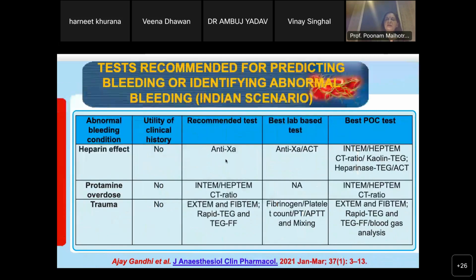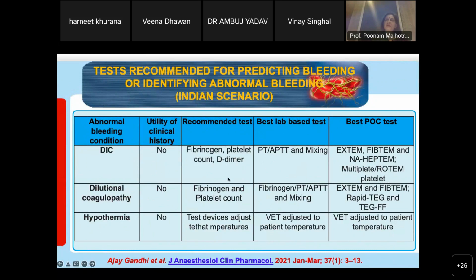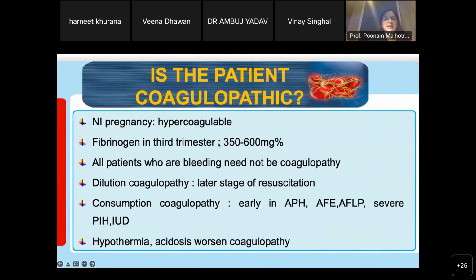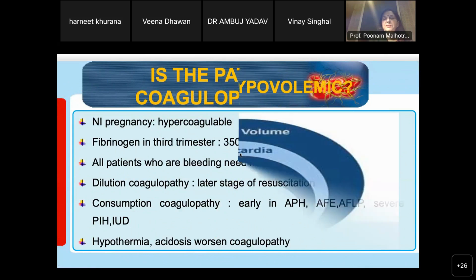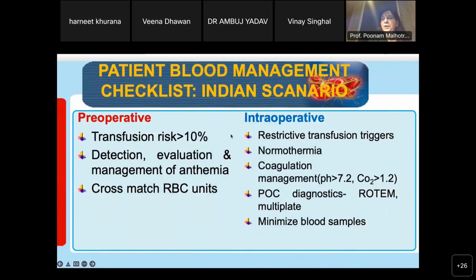So we did these. Can you just punch them one after another, saying that whenever there is a protamine overdose, or heparin residual effect, or a DIC, or hypothermia, then ECMO will have altered blood tests, and we must do viscoelastic testing for these patients. Is the patient coagulopathic? Next, is the patient in consumptive coagulopathy? Is the patient hypovolemic? Next, please. Is there no volume in the patient?